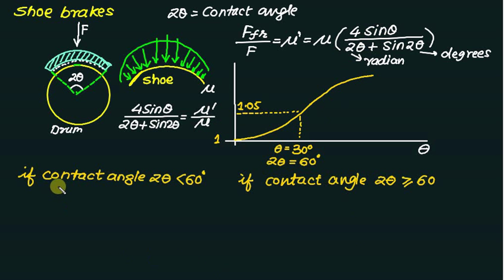So we briefly divided the given angle theta in two cases. If the contact angle 2 theta is less than 60, then you take the same value, mu dash equals mu, so there is no change in calculation. But if the contact angle 2 theta is greater than 60, then you have to always use mu dash in the calculation, given as mu times 4 sine theta upon 2 theta plus sine of 2 theta, and be careful about the radians and degrees.